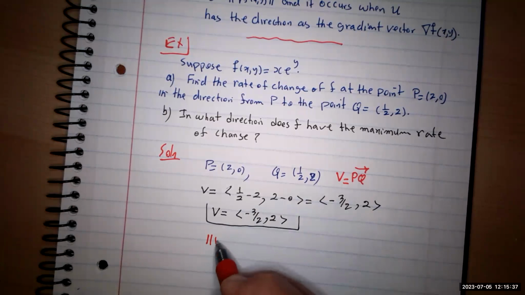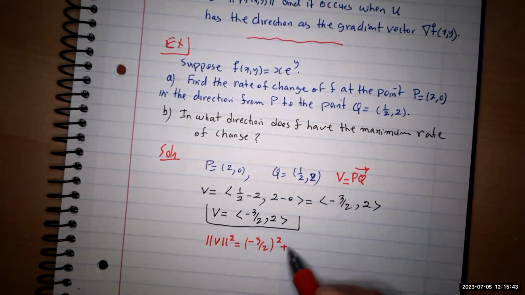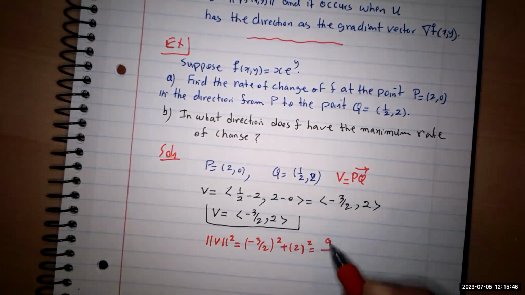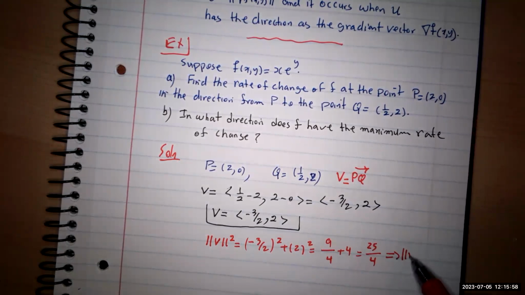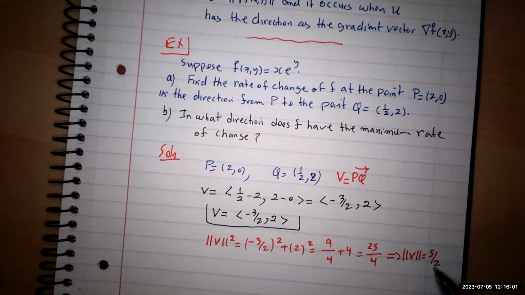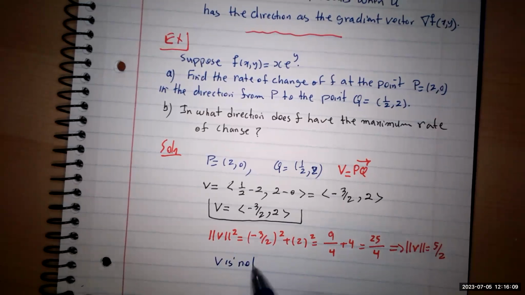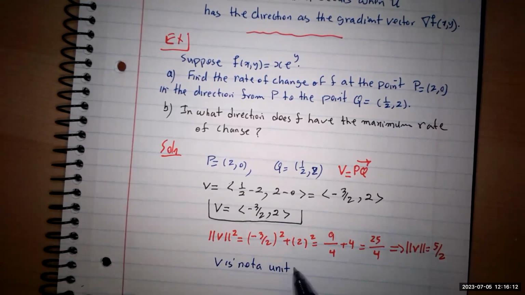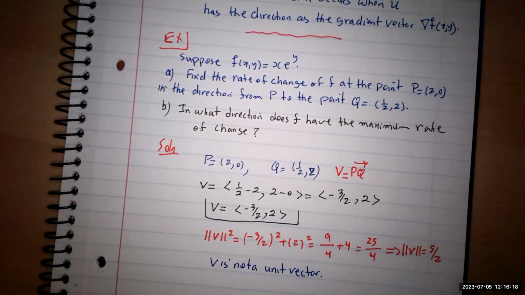So take the norm of v squared, which is negative 3/2 squared plus 2 squared. That is 9/4 plus 4, which is 25 over 4. Take the square root, so the norm is going to be 5/2. So v is not a unit vector. You have to find a unit vector which is parallel to this one, same direction. Normalize it.